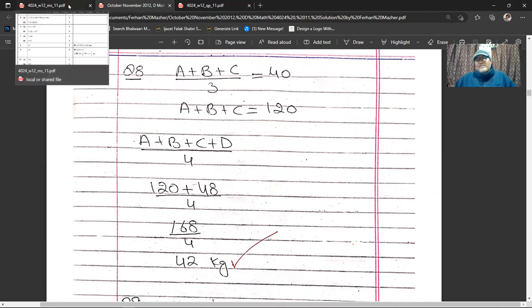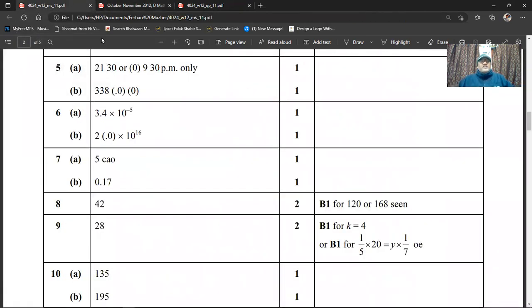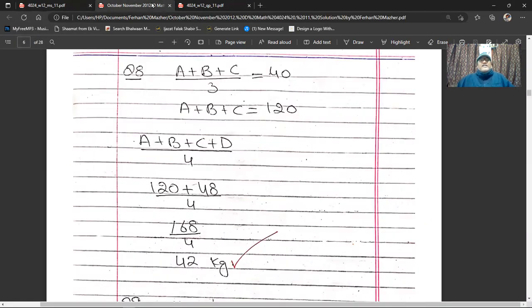So the mean mass of the 4 boys will be 42 kg. 42 kg is the right answer. This is the solution of question number 8.